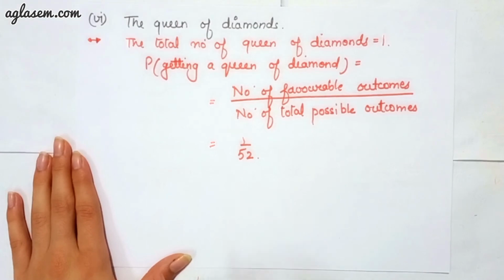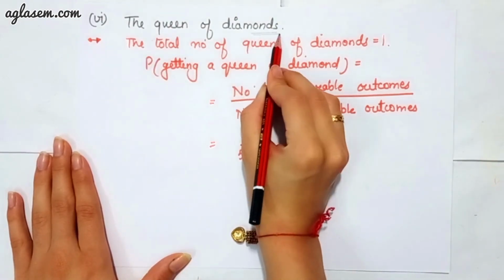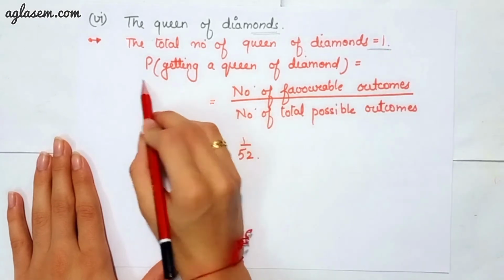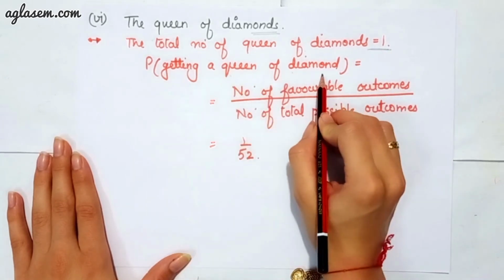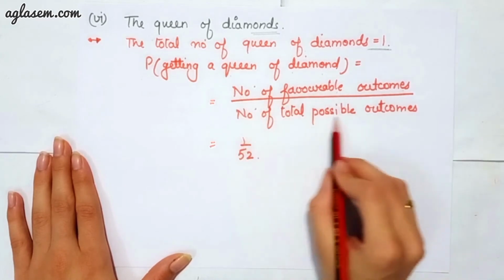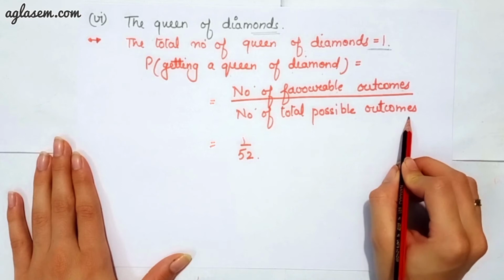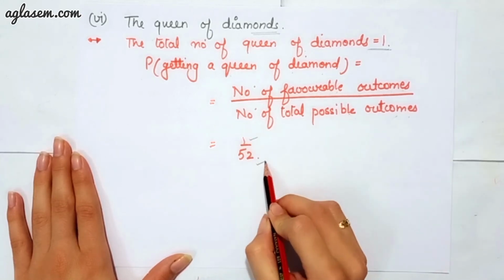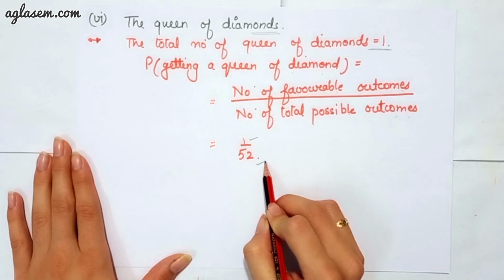Sixth part says a queen of diamonds. The total number of queen of diamonds is 1. Therefore the probability of getting a queen of diamonds equals the number of favorable outcomes divided by the number of total possible outcomes. So again here the favorable outcome is 1 and the total possibility is 52. So the answer is 1 upon 52.